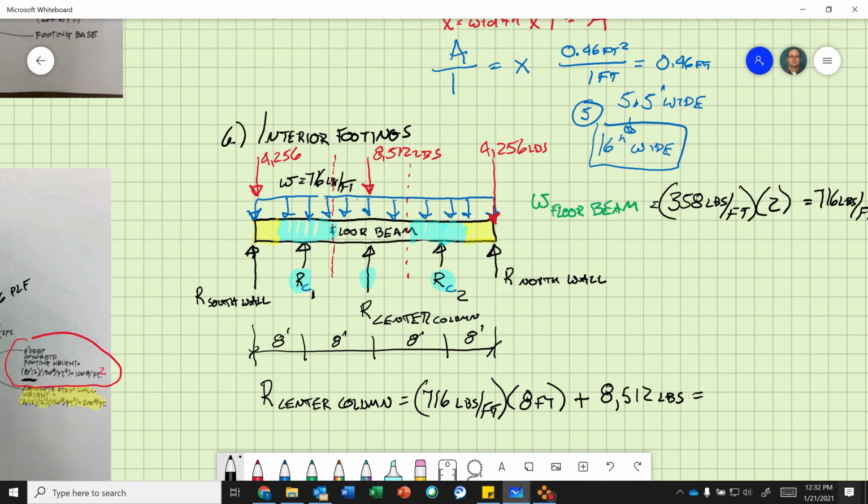Okay? So basically what I do for practice, solve each of these reactions because they're column footings, right? But you're only going to design one of them, the one that has the largest load, typically. So 716 times 8 plus 8,512. So 14,240 pounds.